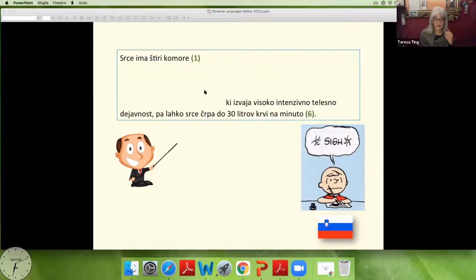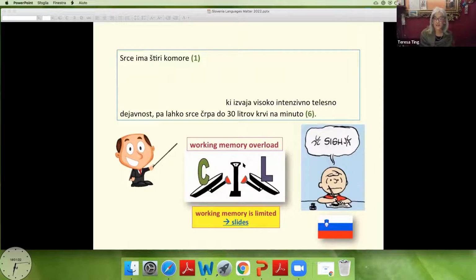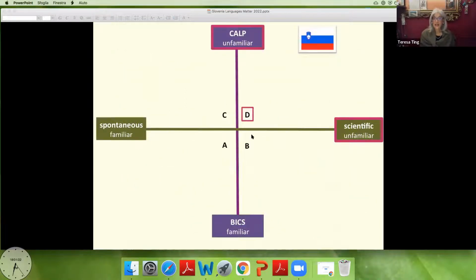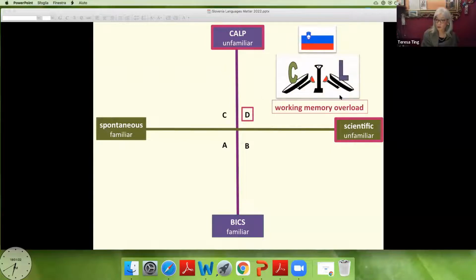Now, this is working memory overload. Too much content, too much language, ultra heavy. That is quadrant D here. Content is unfamiliar, language is unfamiliar, and concepts are unfamiliar. That's quadrant D, even in our L1. Working memory overload is what could happen in quadrant D, if we are not careful with how we provide instruction.